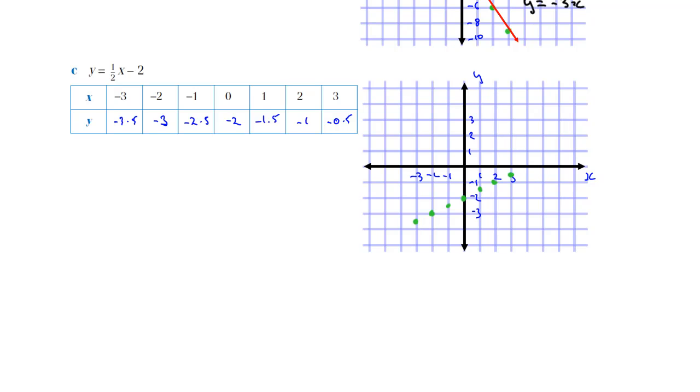There are all our points, and I think you can see they do lie on a line. So now we've just got to make sure that we do this as accurately as we can. So let's draw in our line. There it is. We need to label it. Y is equal to half x minus 2. And there we go. That's how we plot our points, and that's how we draw straight lines using an equation and a table.